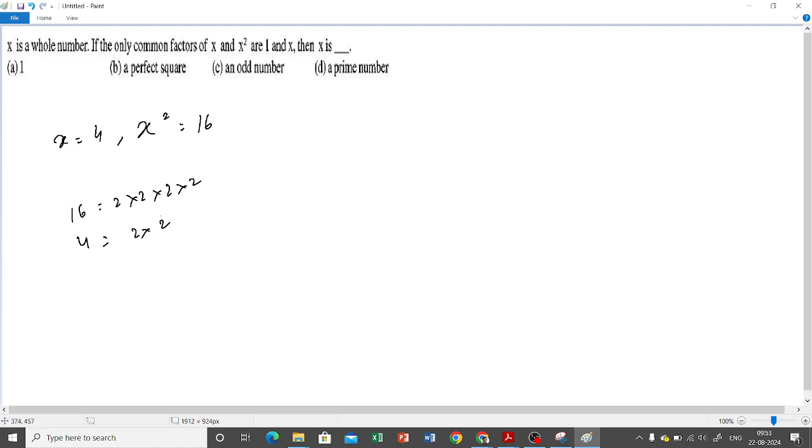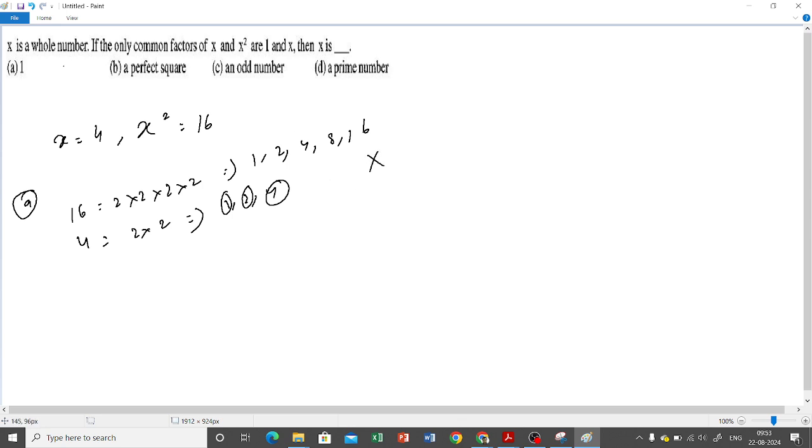So what are going to be the factors? 1, 2, 4, and this is going to be 1, 2, 4, 8, and 16. So the common factors will be 1, 2, and 4. Achha, what about odd numbers? Let's check all of them. So option A we tested, and this is not correct.